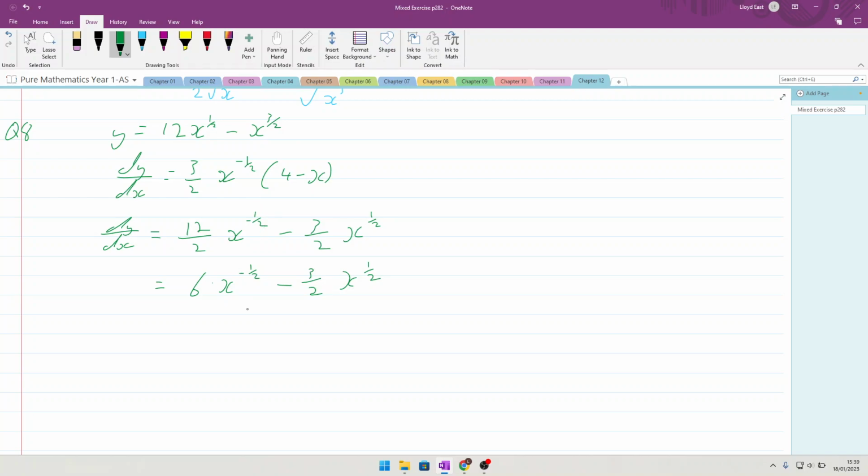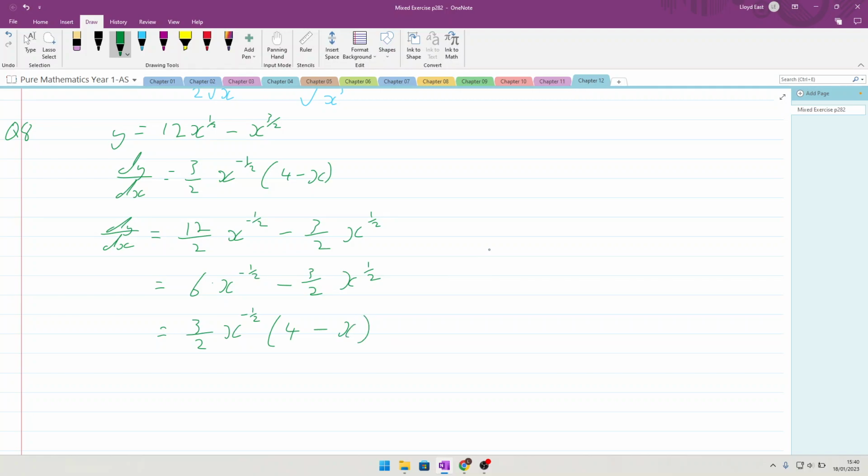Right. So I am going to basically take out of this, I'm going to write this as 4, dividing 6 by 3 over 2. And taking the x to the minus a half out gives us the 4. Then 3 over 2 x to a half, but we're taking out a minus a half. So dividing it by that gives us the minus x.